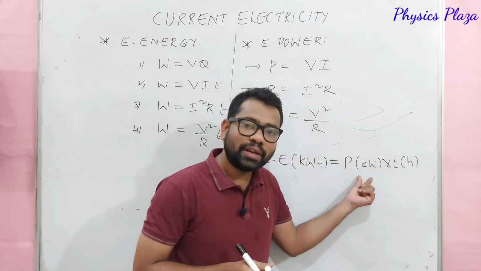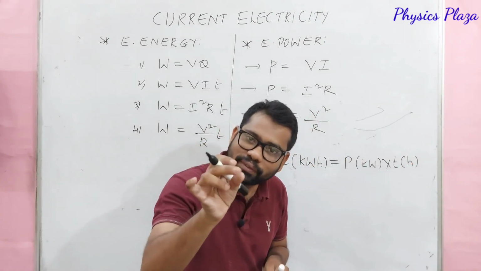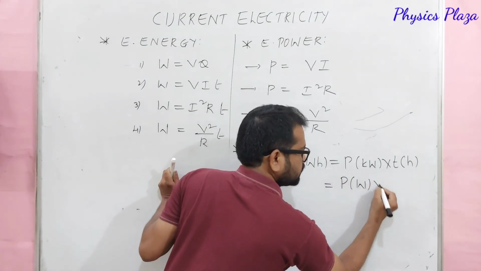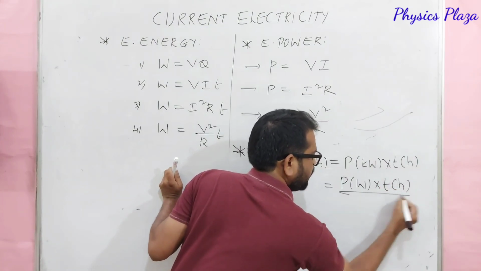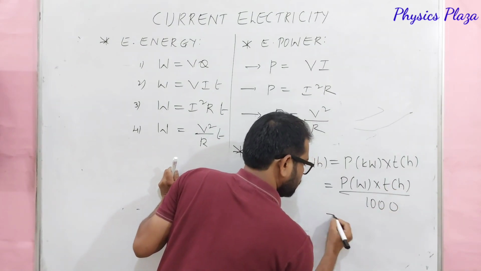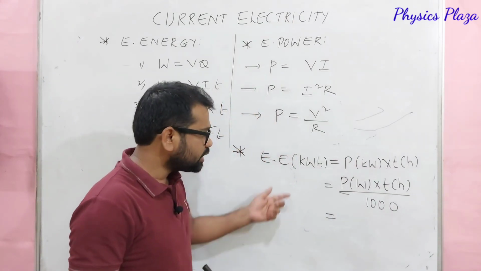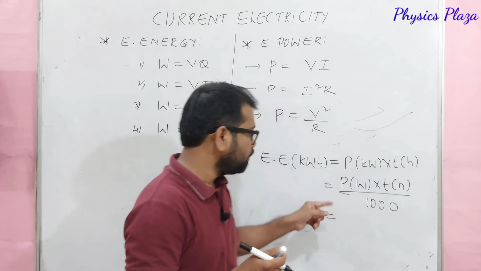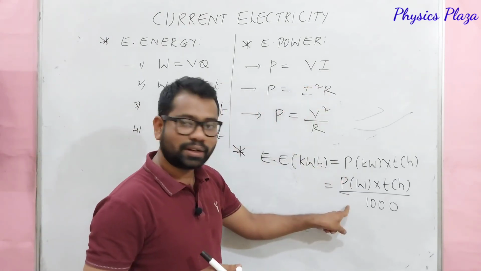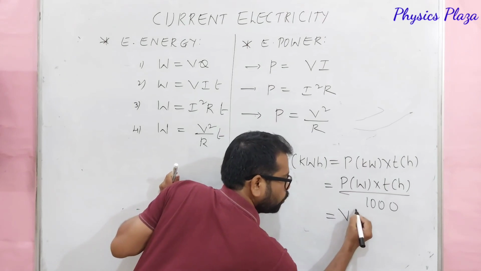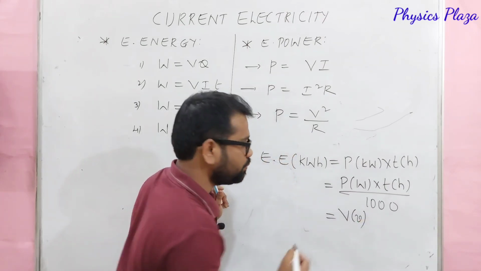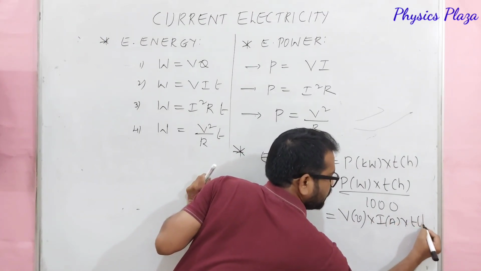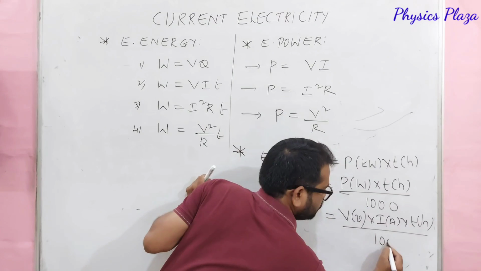If power is not given in kilowatt, what we have to do? We have to divide by 1000, or we can write it like this: power in watt and time in hour, divided by 1000. And even electrical energy can be expressed in terms of potential difference, current and time. How? We know that P is equal to VI. You substitute here. So V should be in volts, whereas current should be in amperes and time should be in hours. Then you divide by 1000.